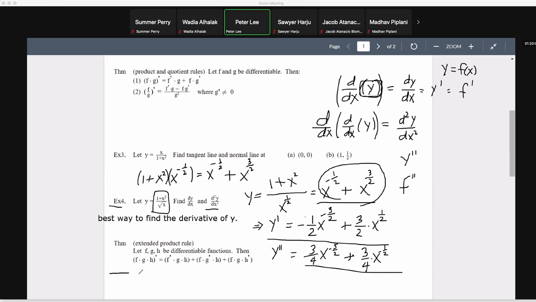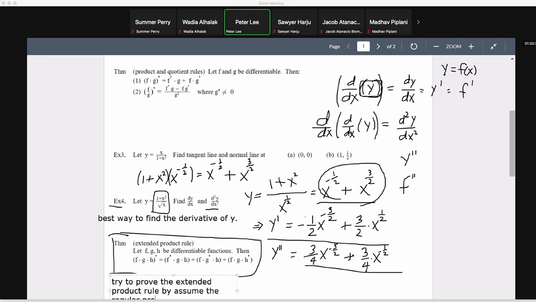And by the way, the one before and the one after this is now called the extended product rule. And there's a theorem here. Why don't you try to prove this? Try to prove the extended product rule by assuming the regular product rule. I think that will be a good exercise.